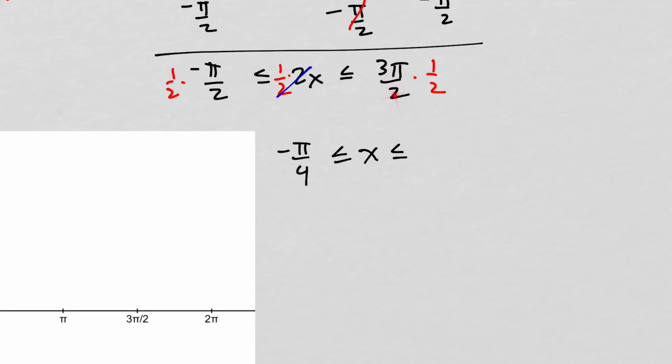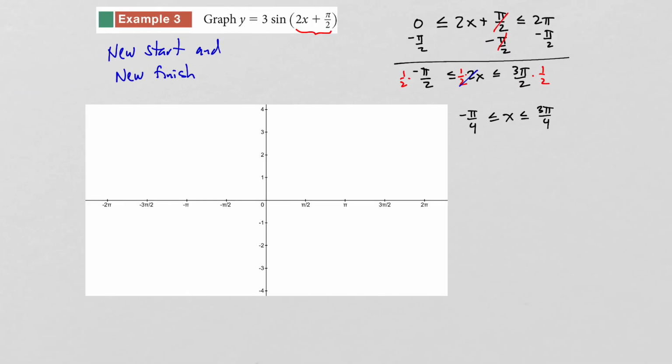And 3 pi over 2 times 1/2 is 3 pi over 4. And this is the genius of using this method: now our new start and new finish that we were looking for are right here and right here, respectively. So this is going to be the start of our graph, and this is going to be the end of our graph. Now, when I say start and end, of course, I mean the start and end of the first cycle, right? Because obviously the graph goes on forever in both directions.